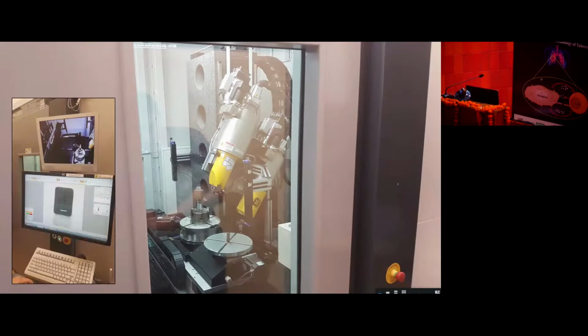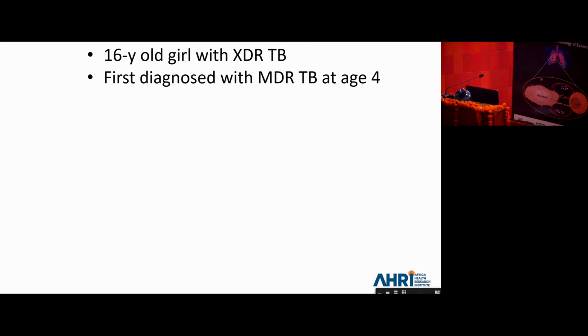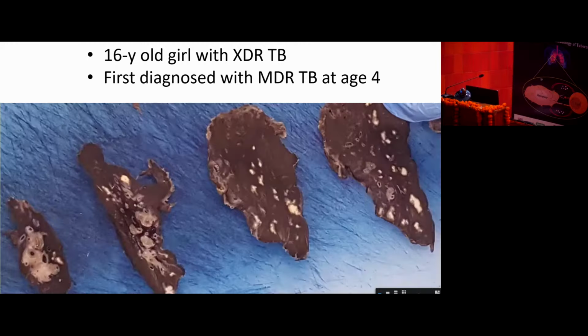This is our micro CT scanner, the big one. You have to remote access it because of the X-rays. Very effective in studying. Let me give an example of how we studied a slice of human TB lung tissue from a 16-year-old girl with extensively drug-resistant TB, first diagnosed with MDR at age 4. These are different lung slices. You can see the lesions in the lung tissue. Some of them are calcified, some of them are necrotic.